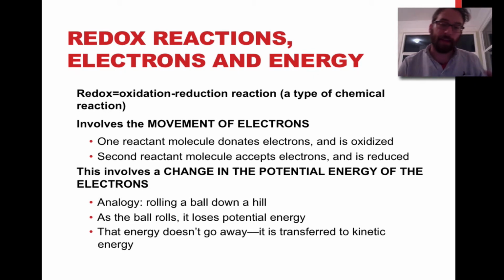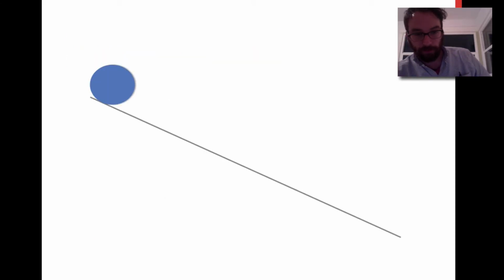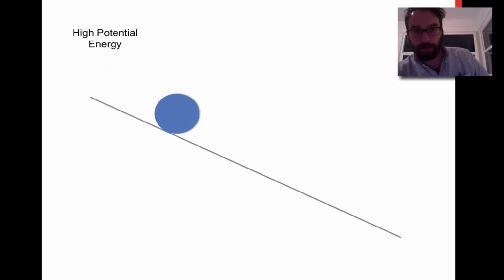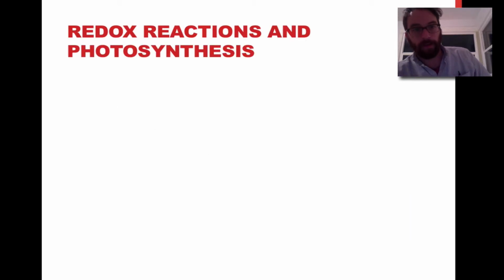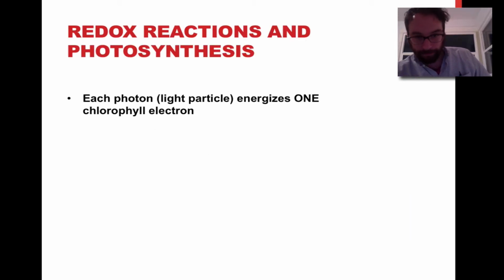And as we'll see, that potential energy of electrons as you move from molecule to molecule also is used. Here's the ball, high potential energy, low potential energy, and a transfer. All right. Now, in photosynthesis, each photon, or each light particle, is energizing one chlorophyll electron.